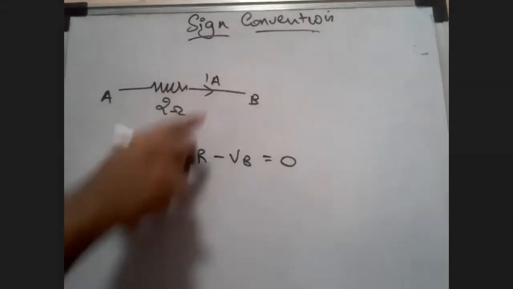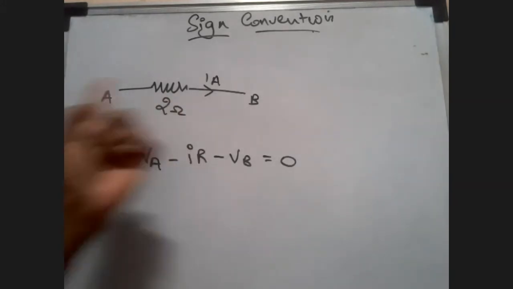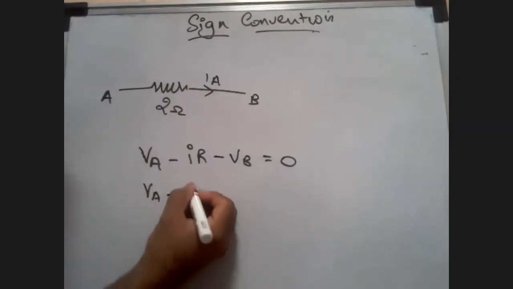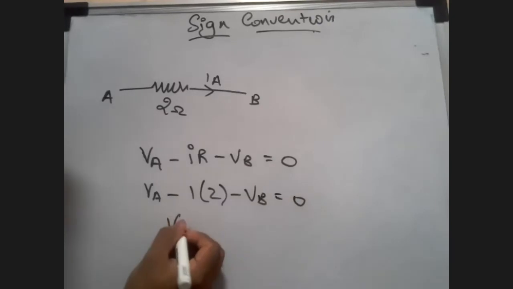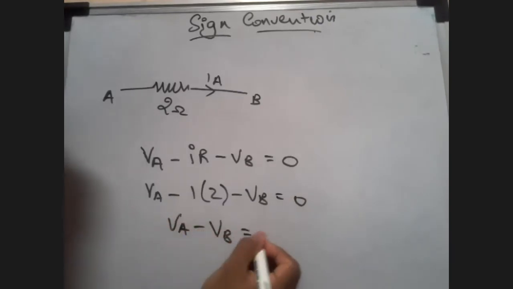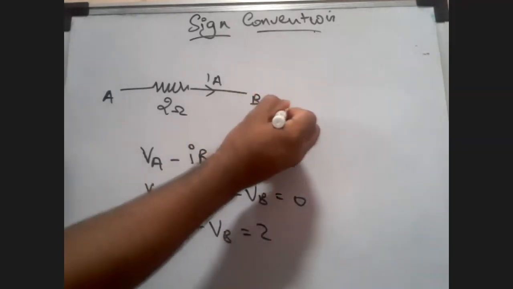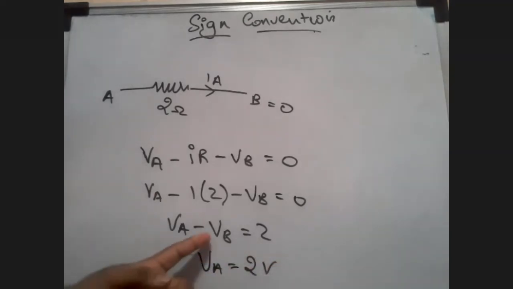I am in the direction of the current, so I am taking the potential across the resistor to be negative. And of course, the potential difference is VA minus VB. Substitute the values: VA minus I, that is 1, R is 2, minus VB equals 0. So VA minus VB equals 2. And if VB is equal to 0, then VA will be equal to 2 volts.